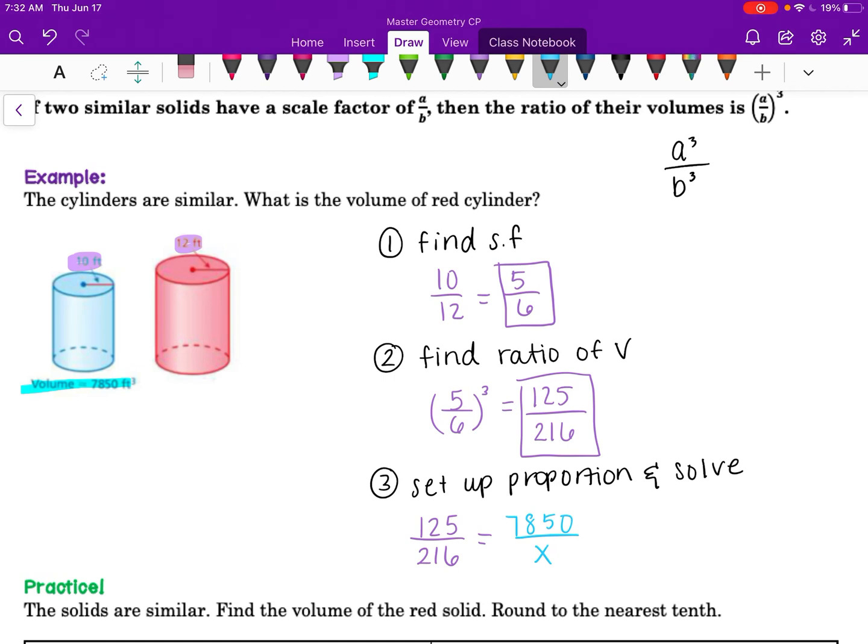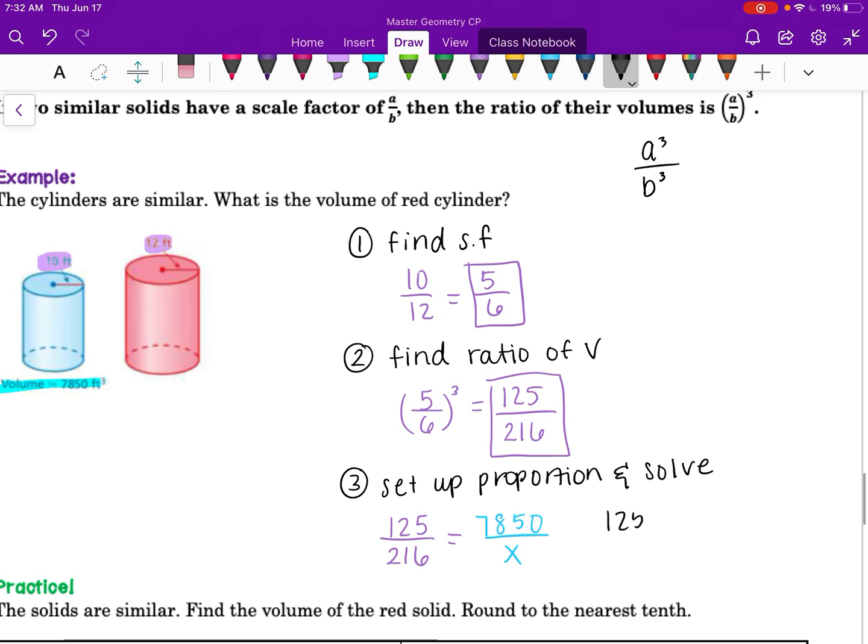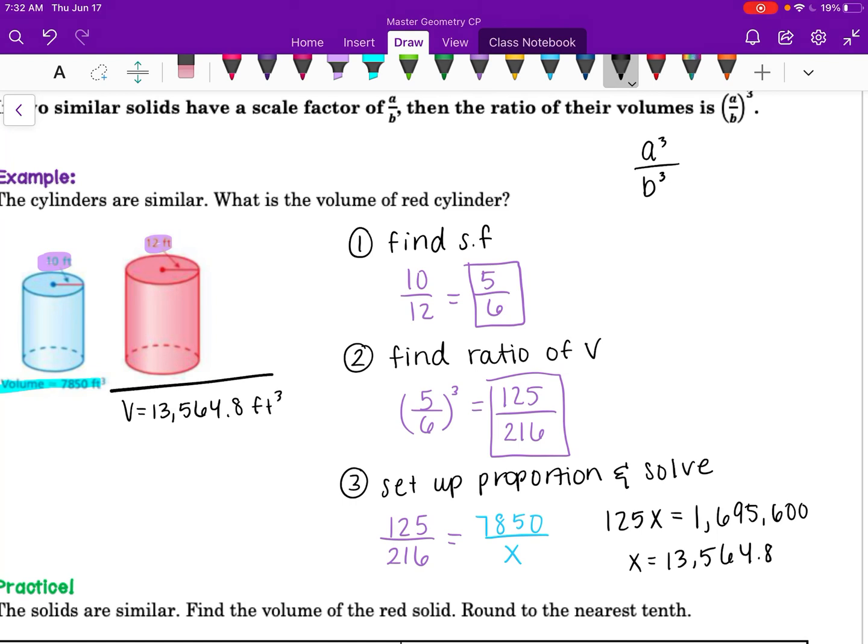So from here, we just cross multiply. We get 125x equals 216 times 7,850, which is 1,695,600. And if we divide by 125 on both sides, we get a volume of about 13,564.8. So the volume of the larger is 13,564.8 feet cubed. That'll be our final answer there.